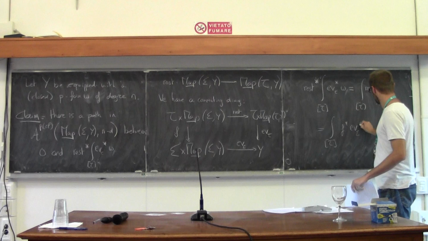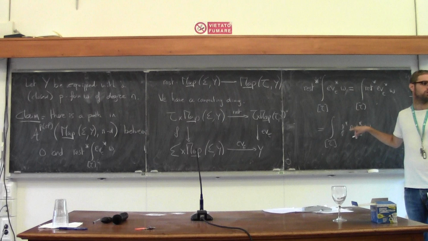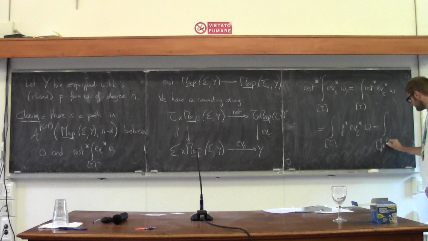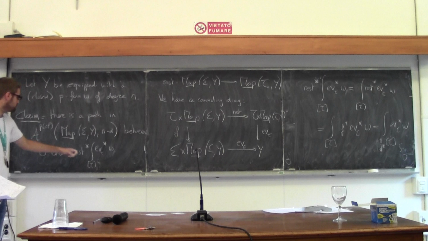But integrating along tau the pullback of something is just the same thing as integrating along the push forward. So that's just integrating along the push forward of tau, evaluation sigma star of omega. And we have seen that this map is homotopic to zero. So that form is homotopic to zero. That proves that there's a homotopy between zero and that form on the mapping stack.